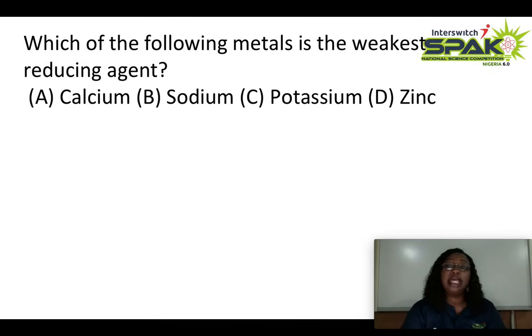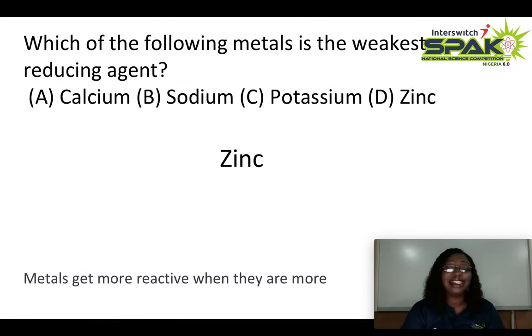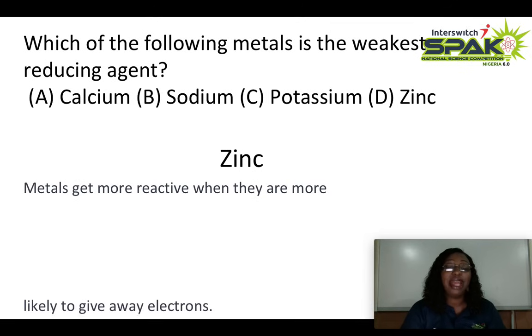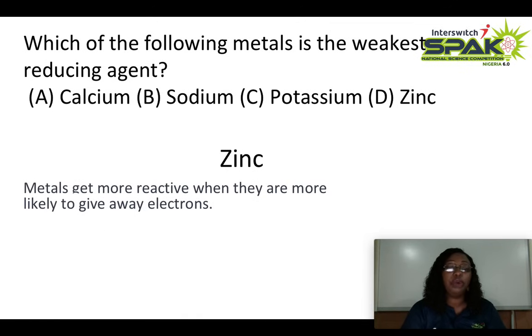Which of the following metals is the weakest reducing agent? The answer is zinc. Metals get more reactive when they are more likely to give away electrons. Like I said, the most reactive metal is potassium, followed by sodium, followed by calcium. So zinc is a little bit lower on the reactivity series. The more reactive they are, the more likely they release their electrons.